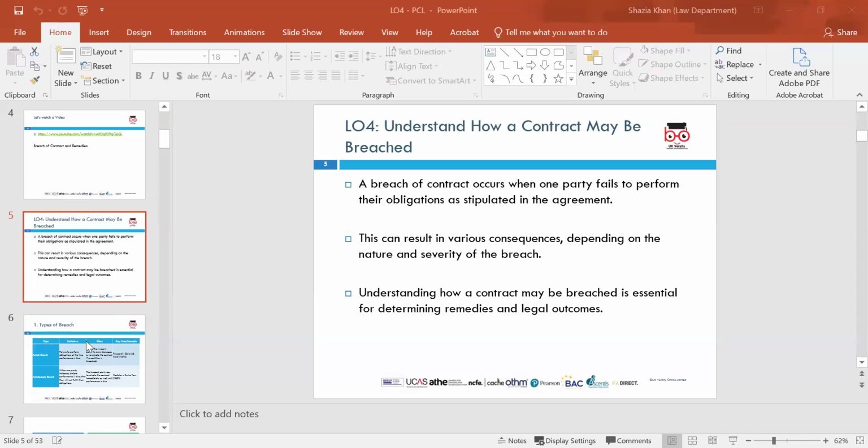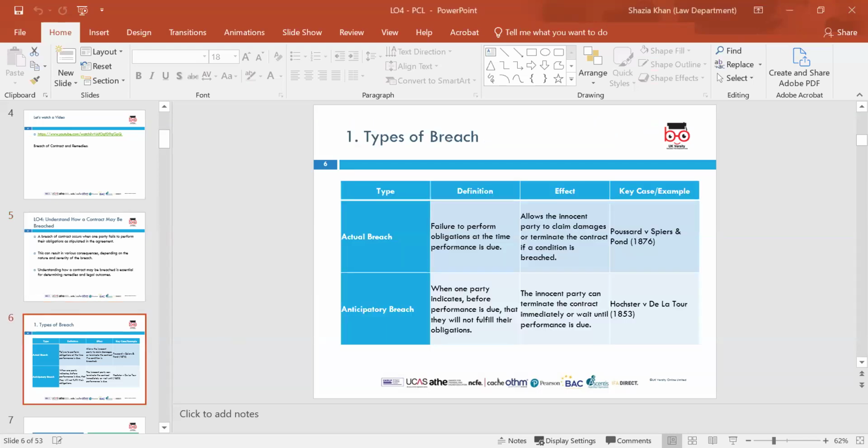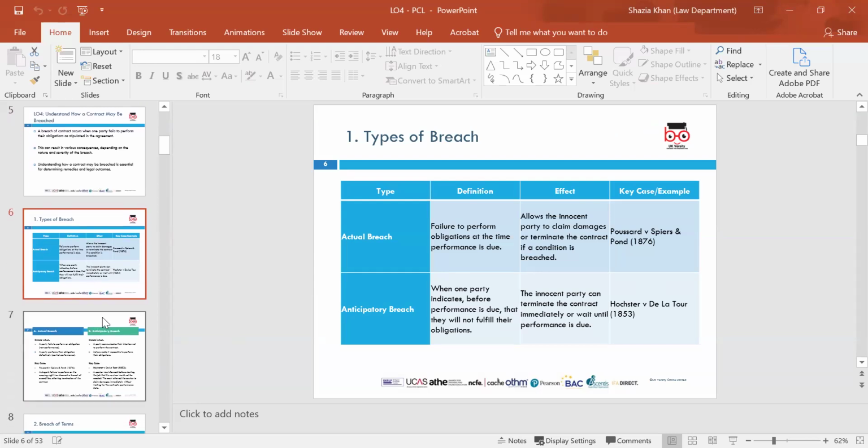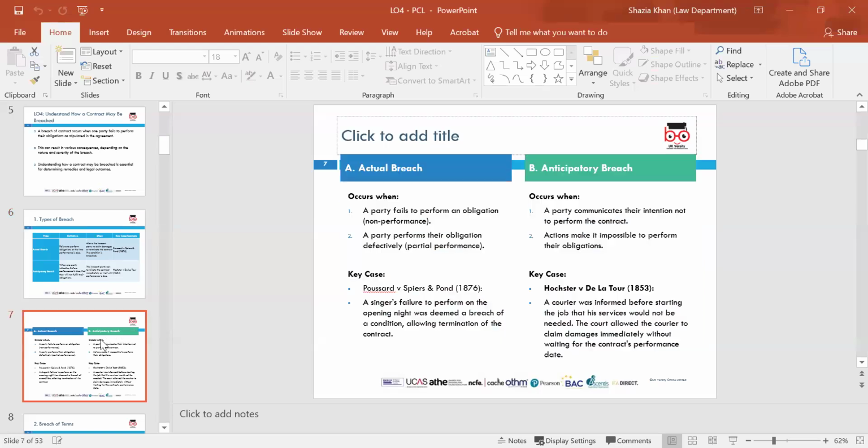The next one is types of breach. You've got actual breach and anticipatory breach. Actual breach is failure to perform obligations at the time performance is due. The effect is that it allows the innocent party to claim damages. Anticipatory breach is when one party indicates before performance is due that they will not fulfil the contract, in cases such as Hochster v De La Tour, 1853.